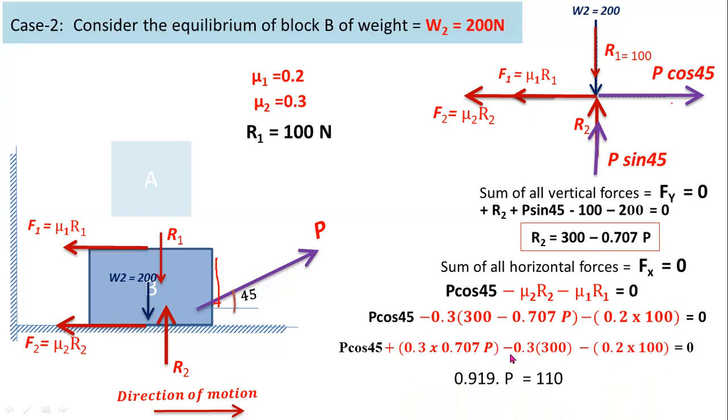From this equation, you have to find out the value of P, that is the effort required to pull the block B. P equal to 119.69 newtons. This is the answer for this problem. So the minimum effort required to drag the block B is 119.69 newtons. This is the final answer for this problem.